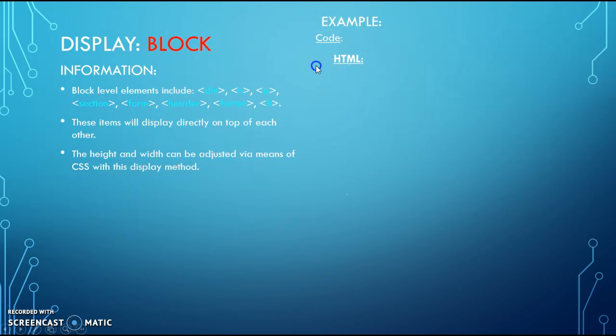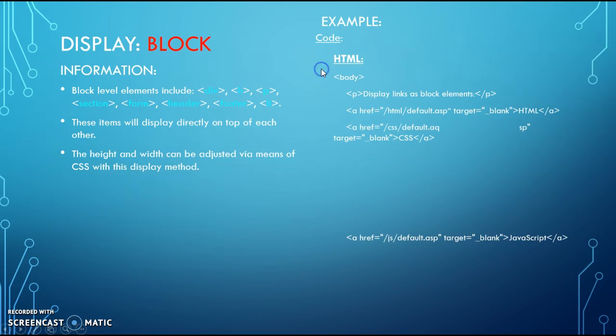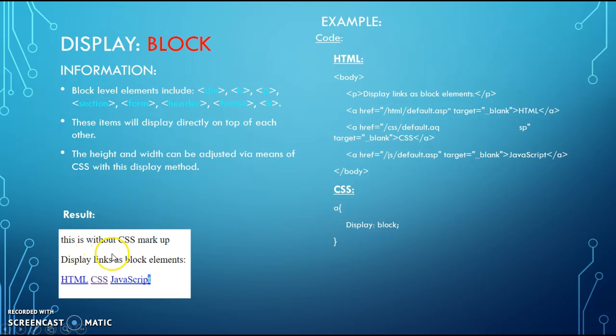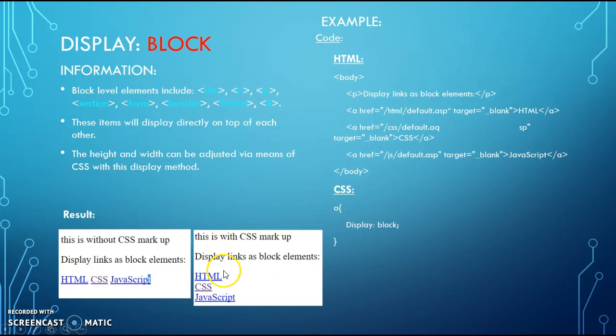And here's an example of coding for it. This is basically just some links. And the CSS for it is link, display block, close parenthesis. And the result is something like this. Without CSS markup, these links are displayed just straight across. But when you do switch it to a block element, you notice that these are now up and down.